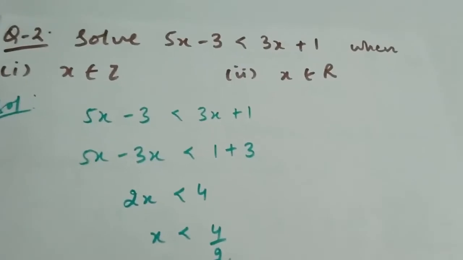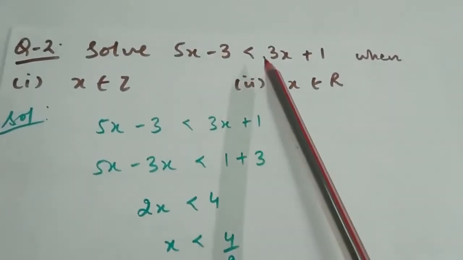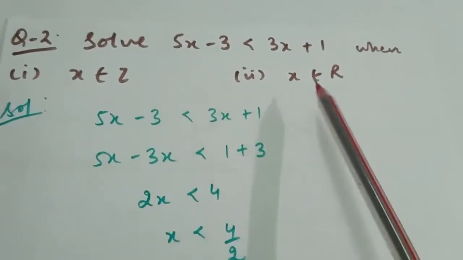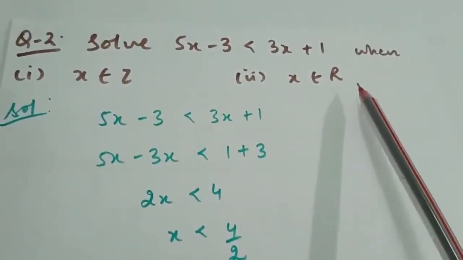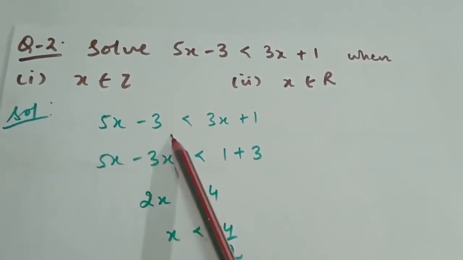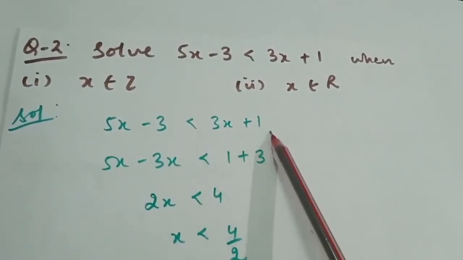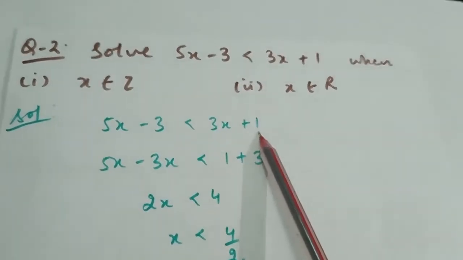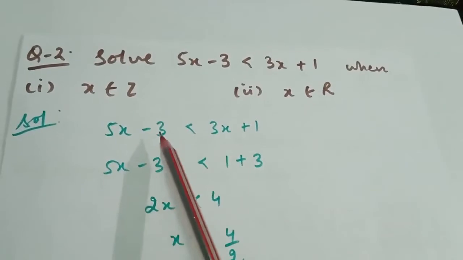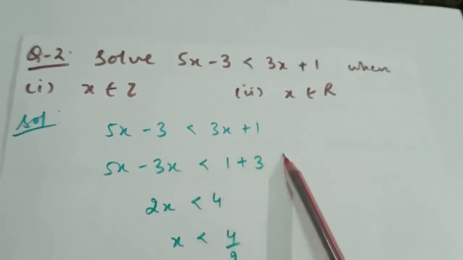So we have to solve 5x minus 3 less than 3x plus 1 when x belongs to the integers, and second, when x belongs to the real numbers. So taking this inequation, 5x minus 3 less than 3x plus 1. To find the value of x, what will we have to do? Take x to one side and the constant term to the other side.